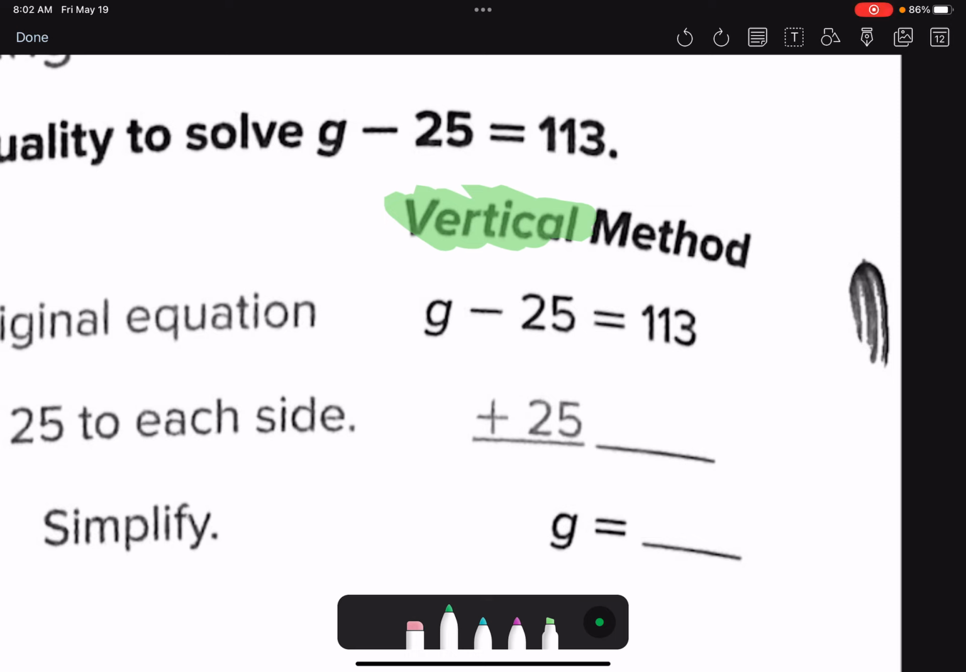So how do I get rid of a minus? I add. So I'm going to add to the right or to the left, and it cancels out, and I'm left with the G. And again, G is alone and positive with a 1 in front of it.